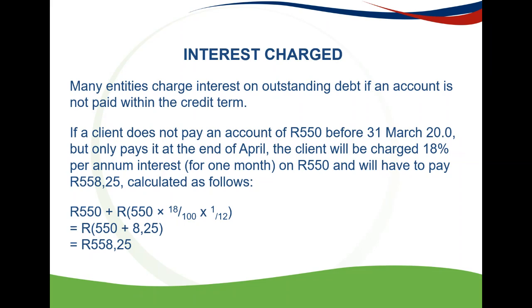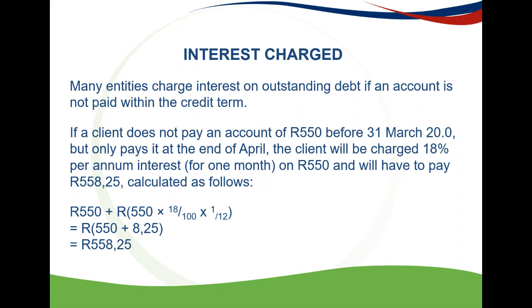The client will be charged, let's say, the current prime rate is 18%. That's not what it is now, but let's say for this example, the prime rate was 18% per annum. Then interest will be calculated for that month on the 550 Rand. And you will add the interest to the amount, which will then give a total of 558 Rand and 25 cents.